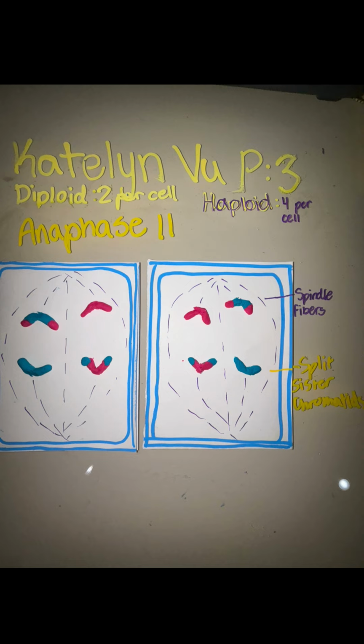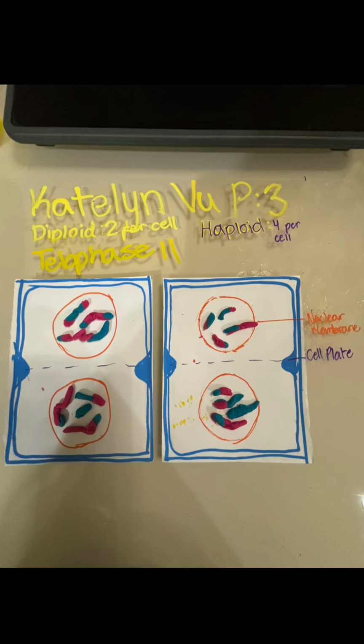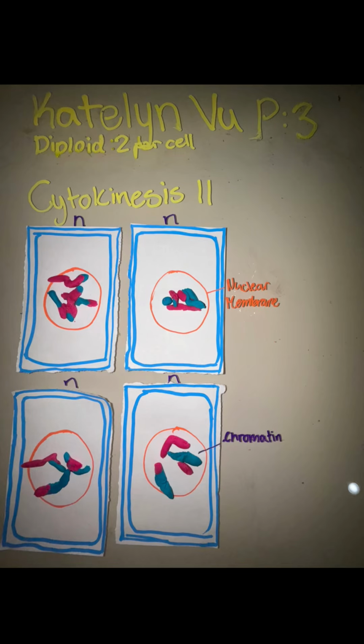cell by spindle fibers. During telophase 2, chromosomes gather at the ends of the cell and develop a nuclear membrane that surrounds the sister chromatids, which are uncoiling. Then, a cell plate forms in between the two. Finally, during cytokinesis 2, the 2 cells split into 4, and each of the 4 sex cells that have been produced have 4 haploids.